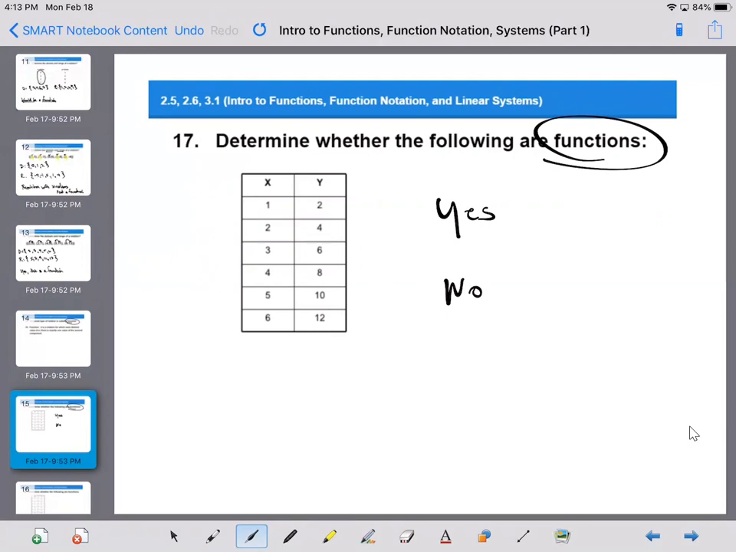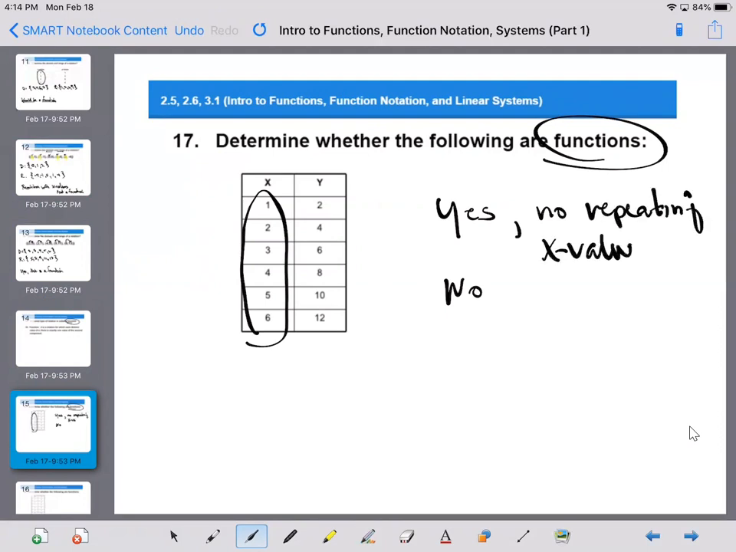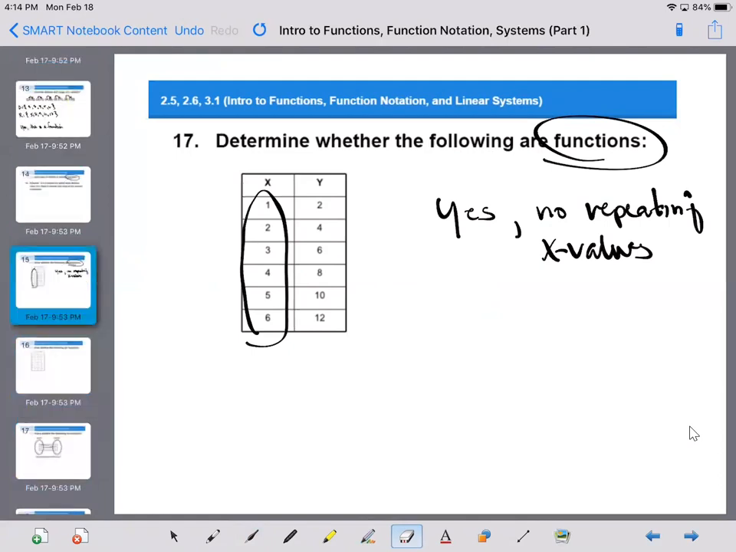So you're checking your x values, 1, 2, 3, 4, 5, 6. There are no repeating x values. So this is definitely a function because there's no repeating x values.